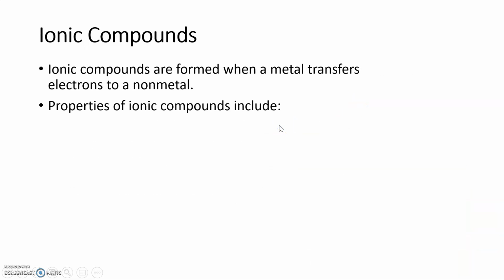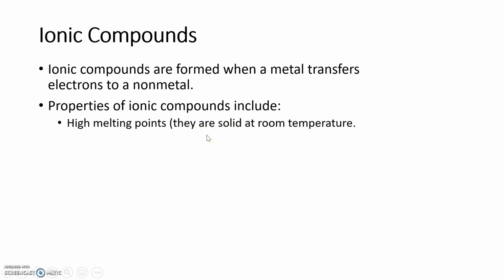Alright, so starting off today, we are focusing on our ionic compounds, and these form when a metal transfers its electrons to a nonmetal. So it's called ionic because you're forming ions. The metal loses or gives up an electron, and that electron goes to the nonmetal, which forms an anion.